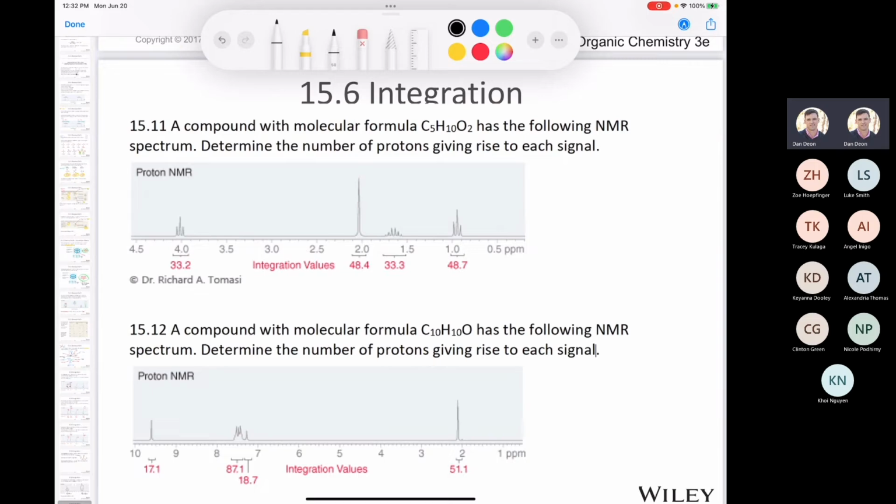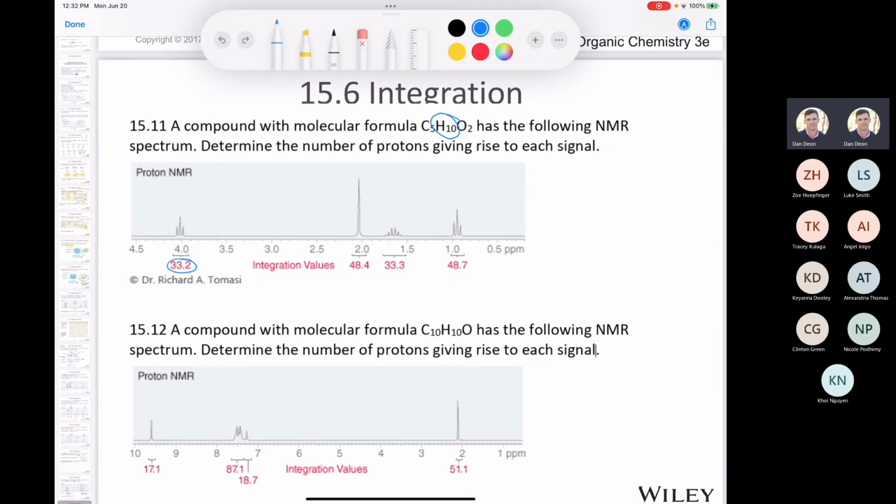Take a look at 15.11 on the top. It says, a compound with a molecular formula C5H10O2 gives you the following proton NMR spectrum. Determine the number of protons giving rise to each signal. We know in the molecule that we have exactly 10 hydrogens, right? We have 10 protons. Well, if we look at the integration values, they're 33.2, 48.4, 33.3, and 48.7.